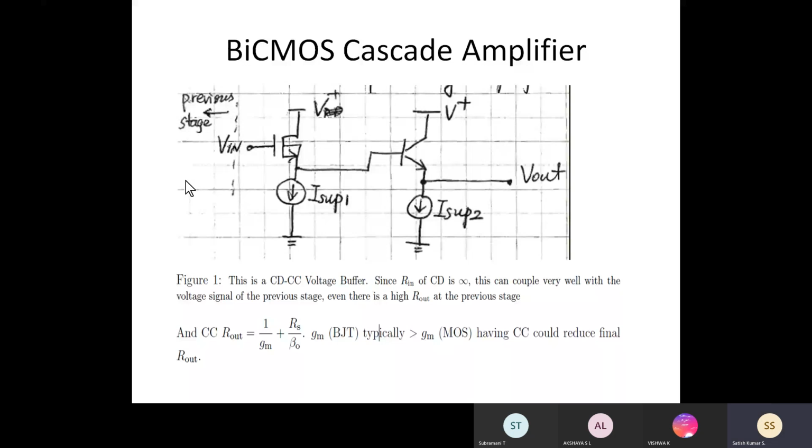And we don't know about the frequency response. We have to know about this cascading amplifier. That we are also going to see one by one.